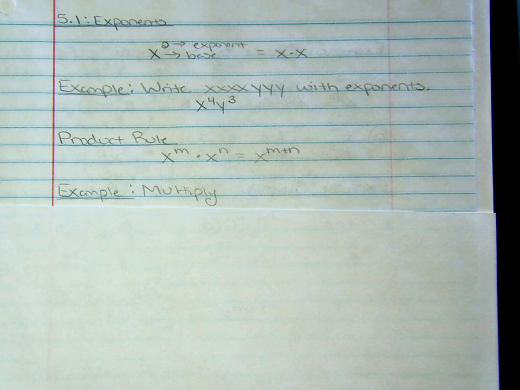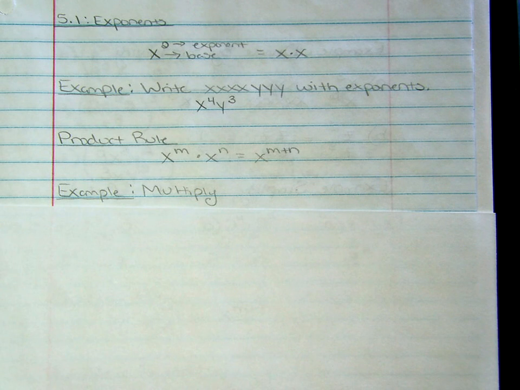So the first actual rule that we're going to learn is the product rule. These are very important to learn. We're going to have product, quotient, power rule. I think that's it for today. I think there's 3 rules. So the product rule is where we have the bases are the same of 2 different things, but the exponents may be different. And we can combine them together if they're being multiplied.